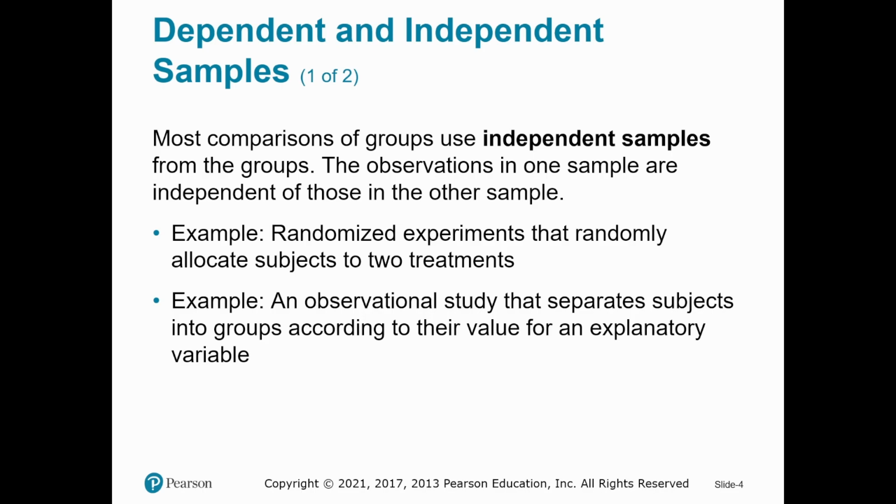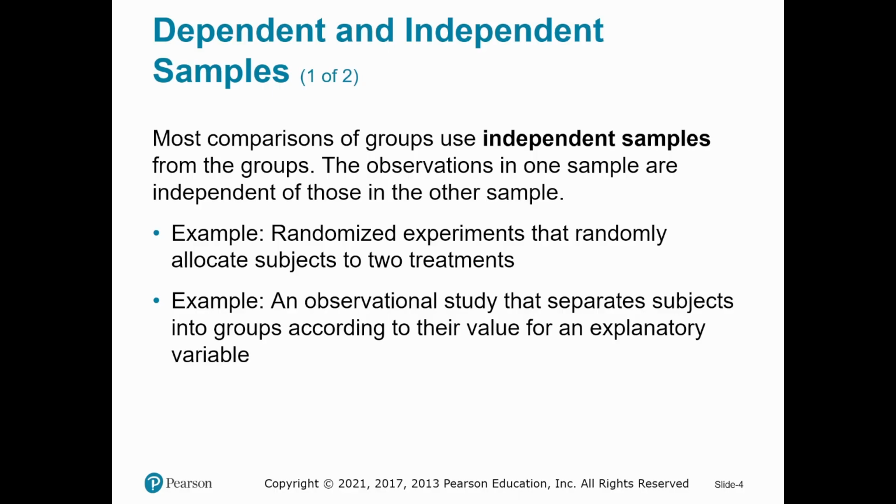So most comparisons of groups use independent samples from the groups. The observations in one sample are independent of those in the other. And that's where you will use random sampling. Example, randomized experiments that randomly allocate subjects to two treatments, such as being randomly assigned to receive either the drug or the placebo.